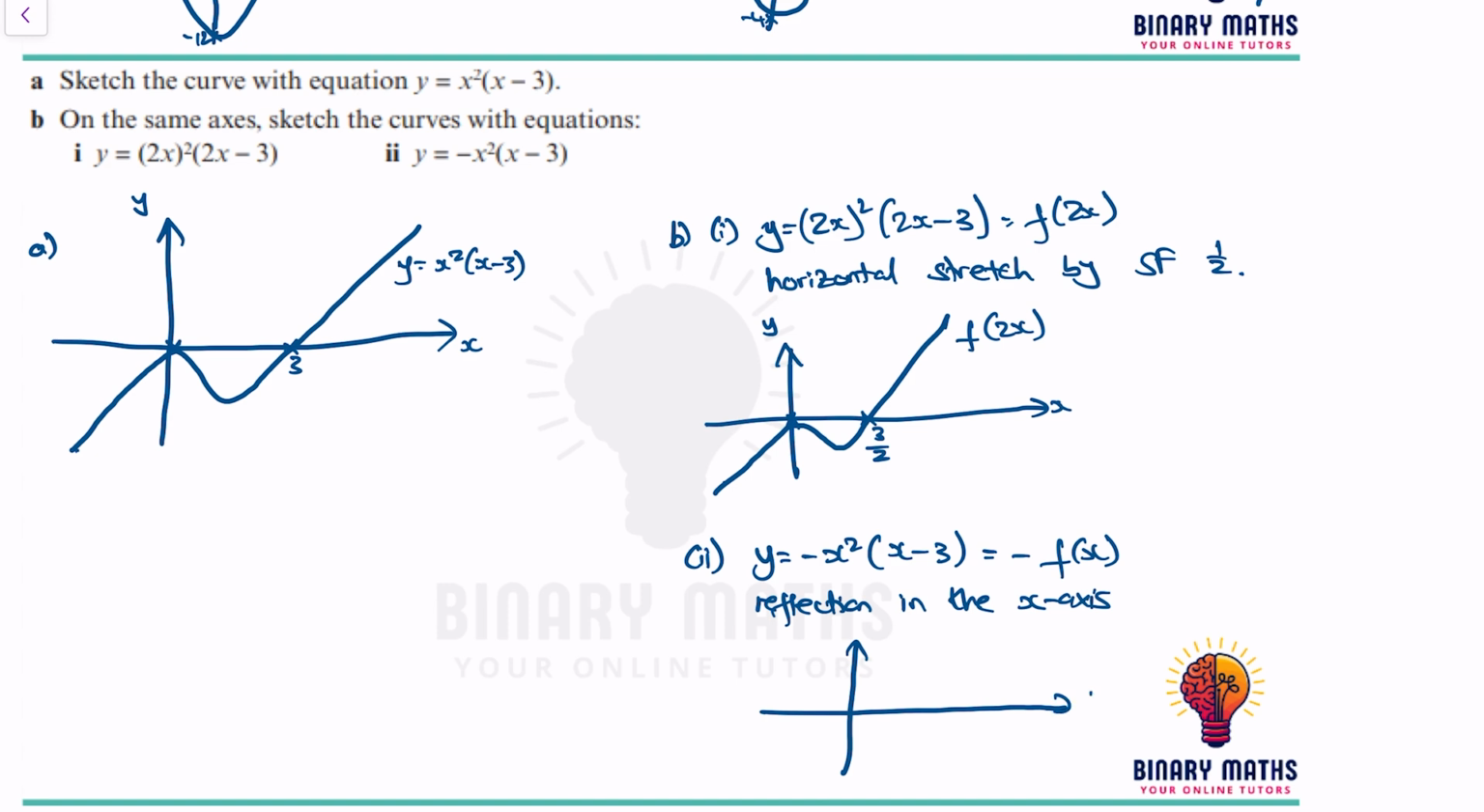So the roots will still be the same, which is 0 and 3. The only difference is it's going to start off in quadrant 4, go back to 0, bounce off 0, and go that way. Okay, so this is minus f of x. So it's a reflection along the x-axis. So the mirror line is at the x-axis.